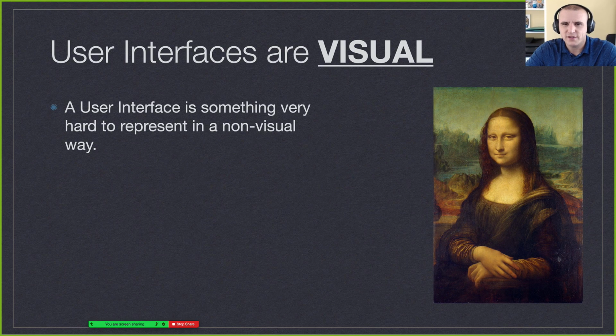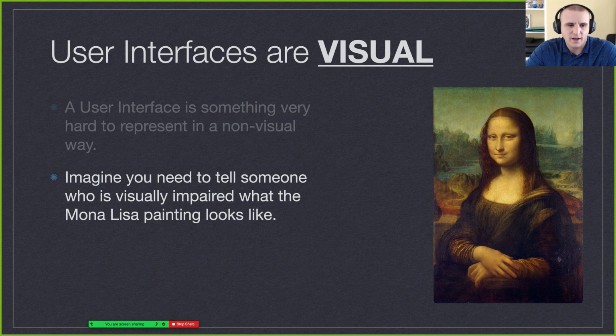The whole reason is user interfaces are visual. And really, it's hard to tell what a UI test is doing if you don't have it. So this whole thing was like, tell somebody what the Mona Lisa looks like, if you had to describe it in words, right, versus a picture, and that would be very challenging.